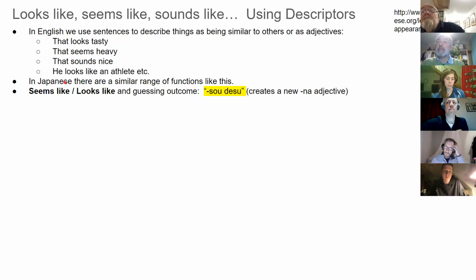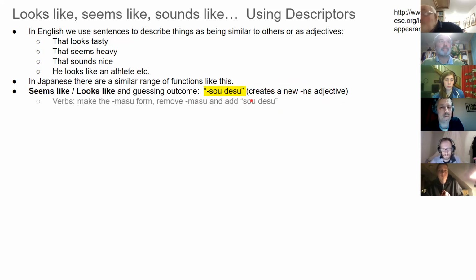And when you come to do the exercises, you'll see that actually they're not so difficult to remember. So the first one is about saying that something looks like or seems like, visually seems like something. And what I would point out and emphasize to you guys, something to make a note of, is that this creates a new na adjective, which I'll explain as we do an example. So if I want to say it looks like he's going somewhere, it looks like she will eat that pasty, then for verbs, we take the mas form, remove the mas, and put sordes.